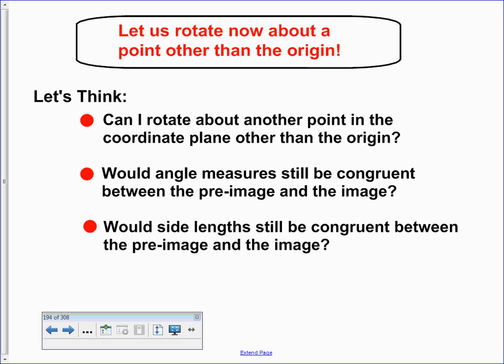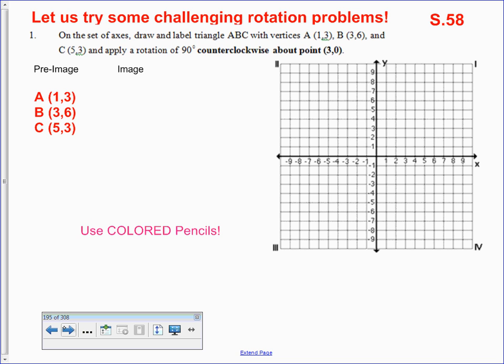And it does not matter if I rotate around the origin or about a different point in the coordinate plane. Any rotation that I do on and off the coordinate plane is still going to give me a congruent pre-image and image. The size and the shape will not change. So let us see how we would do this.